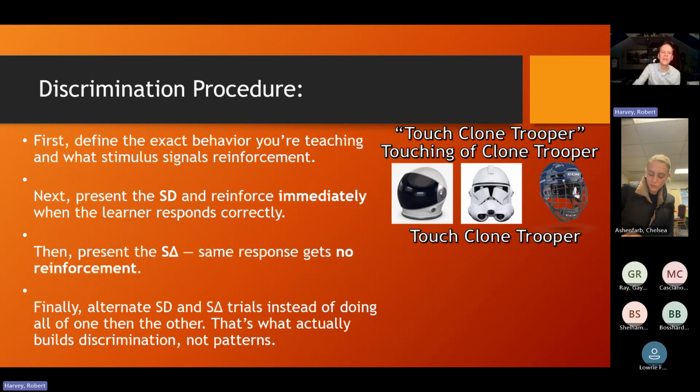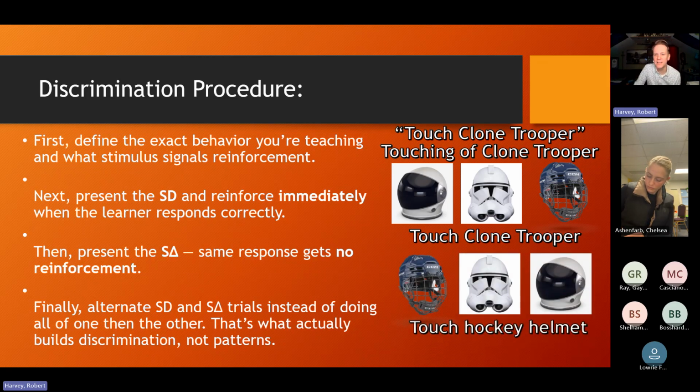Like, fantastic. Now we're going to present an S delta, right? So if they gave the same response, I put up that same field, but I say touch hockey helmet. Now, if Chelsea once again touched the middle picture, or I touch the middle picture, I'm not going to get reinforcement for that because I gave the same response.